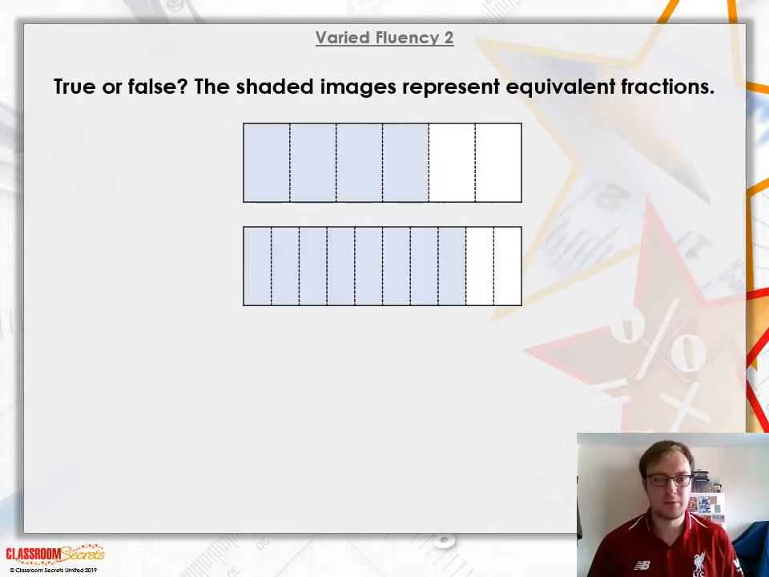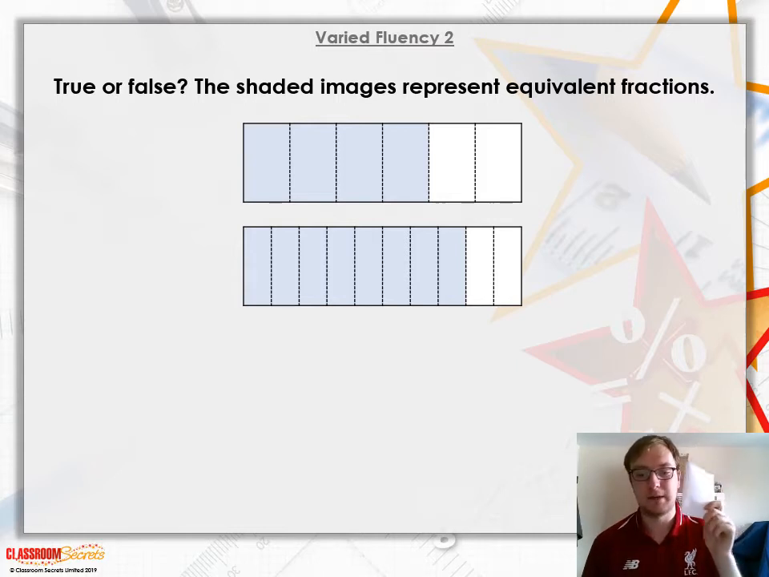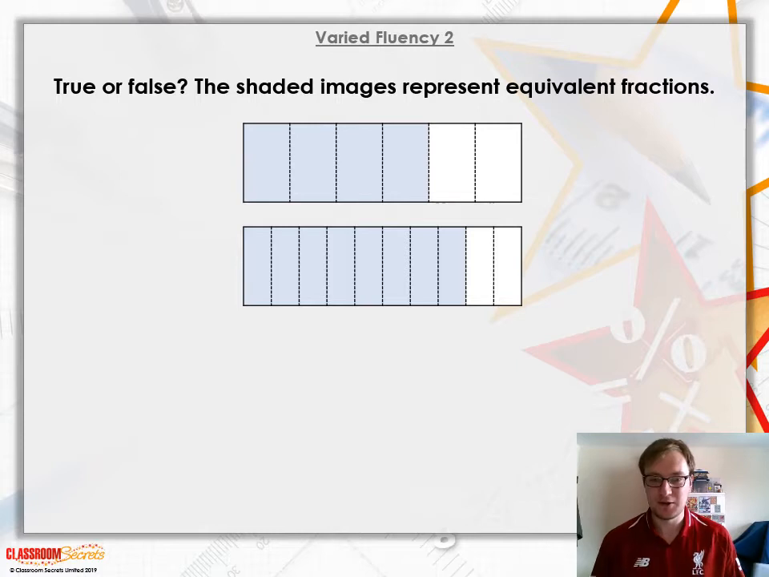And for our next question, we're asked true or false: the shaded images represent equivalent fractions. Now, for this question, if you've got a ruler at home, it's going to be really, really helpful for you. Or my trusty piece of paper, like I used in one of my previous lessons I did during distance learning. To really help with this, you can get your piece of paper, if you're working on paper or working on a computer screen. All you need to do is hold it up to that top image there and see if the shaded areas line up. That's how you can tell they are equivalent fractions.